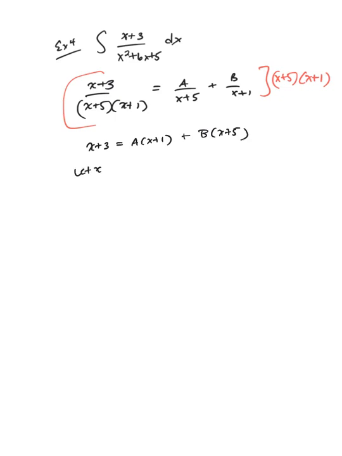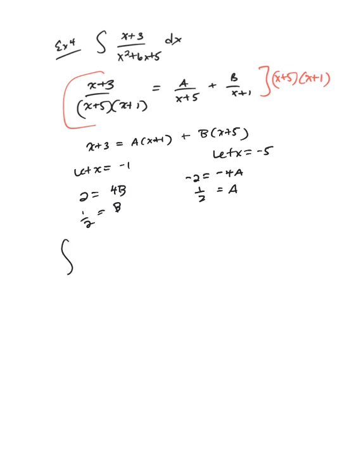So we're going to let x equal -1, let x equal -5. So if x equals -1, we get 2 equals 4B. So B is 1/2. If we let x equal -5, we get -2 equals -4 times A, so we get a half again.